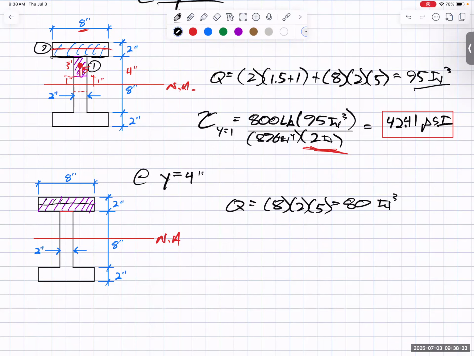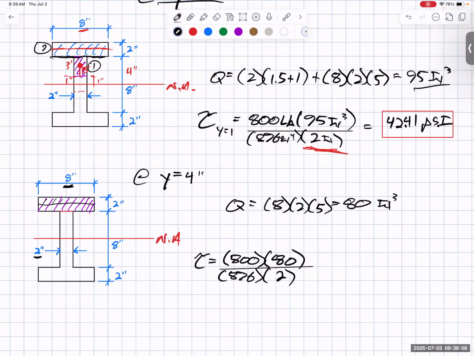All right, so what do we do about our shear stress? We have VQ over IT, so we have 800, we have 80, we have 896. I'm dropping units to be quicker. What am I going to do about T? Well, I have 2 possibilities. It's either going to be 8 inches or it's going to be 2 inches. What's the answer? They both are correct.